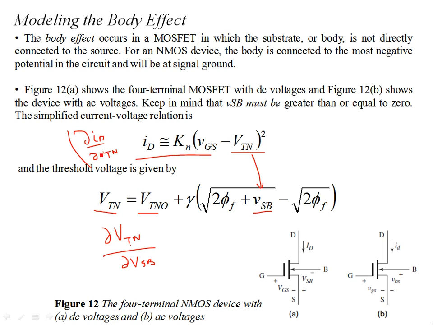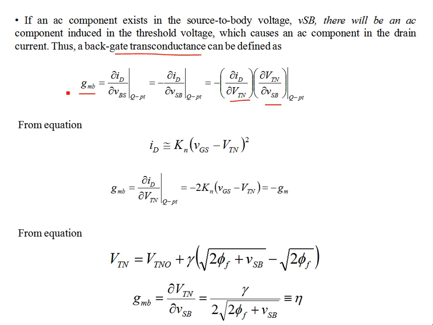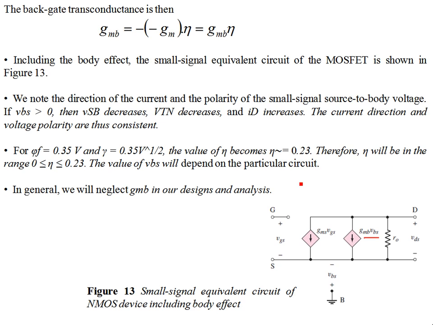Now if you multiply these two quantities, this quantity multiplied by this quantity, then it is equal to partial ID by partial VSB. That is, you're taking the dependence of the current on the source and bulk potential difference. So that gives you this GMB, that's the back gate transconductance. And then we found this as eta. GMB is eta times GM. Combining these two gives GMB eta.